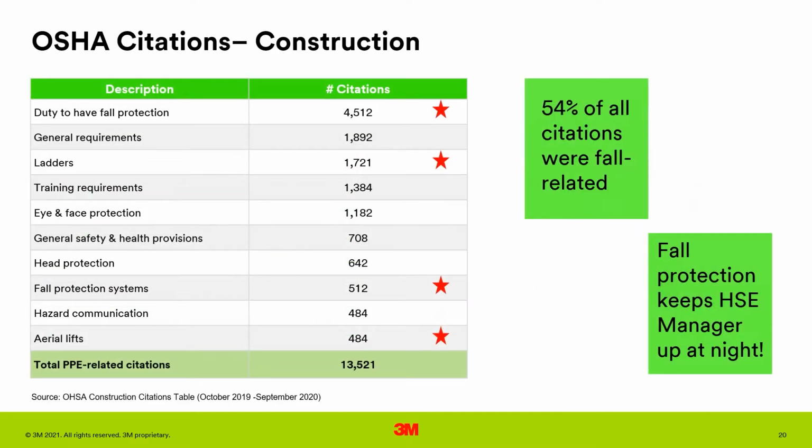So when you look at the citations from OSHA for construction, when you look across the board in construction, duty to have fall protection is the #1 thing that people are cited. Again, that's another reason why we need to lead with fall protection. And when you look across the board, 54% of citations were related to falls. So falls from ladders, fall protection systems not being done properly, or failure to have the proper fall protection within aerial lifts. So it's important to ensure that you address that.